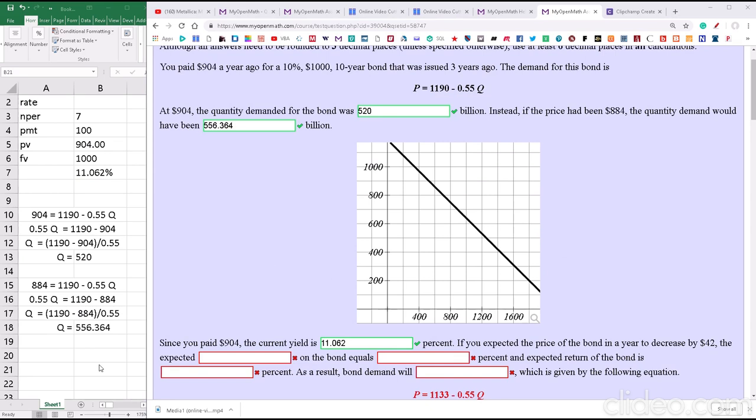Okay, to figure this out, we have to find what the new price is. The old price was $904, and we expect the bond to fall by $42. Right? So this is what it is. And the 904 is what it was. Okay? And remember, the gain or loss is the percent change in these two, right?